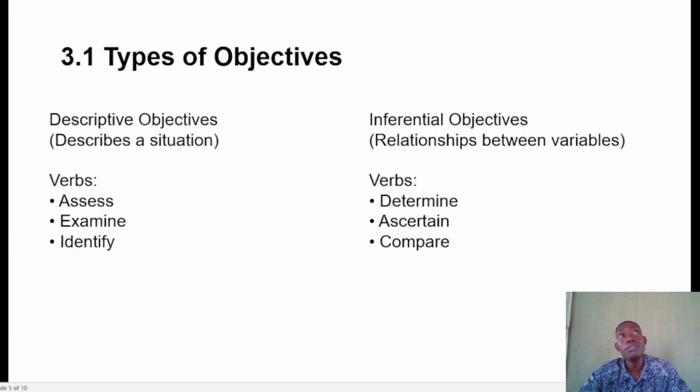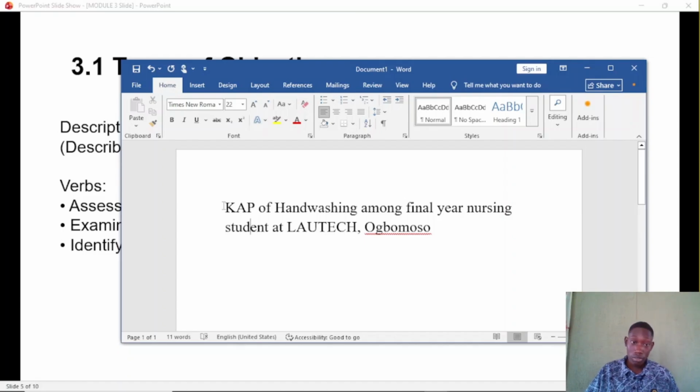Now, descriptive objectives mostly have one variable. For example, you are working on a study that says knowledge, attitude, and practice of hand washing among final year nursing students at Ladoke Akintola University of Technology, Ogbomoso, Oyo State, Nigeria. That is your research topic. Knowledge, attitude, and practice. Your specific objective one may now be to assess the level of knowledge. That is descriptive. The only variable you are checking there is the level of knowledge, KAP: knowledge, attitude, and practice of hand washing among final year nursing students.